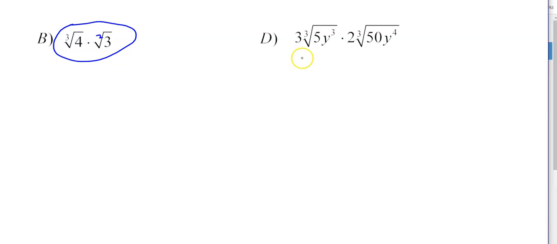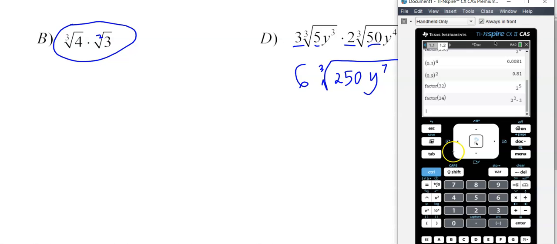This one, let's just see what happens here. So I'm going to multiply the 3 times 2 on the outside. So that's 6 times the cube root of, let's simplify inside. So 5 times 50 is 250. Y to the third times y to the fourth is y to the 7th. So with 250, let's see what the prime factorization is. So make a factor tree, 2 times 125.